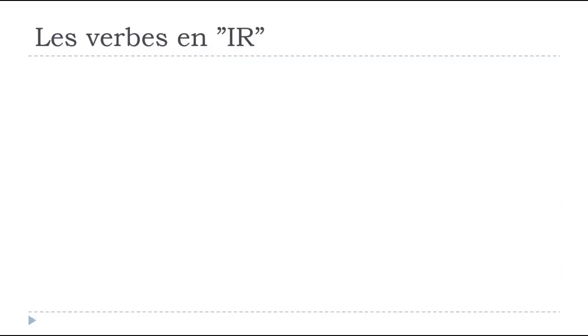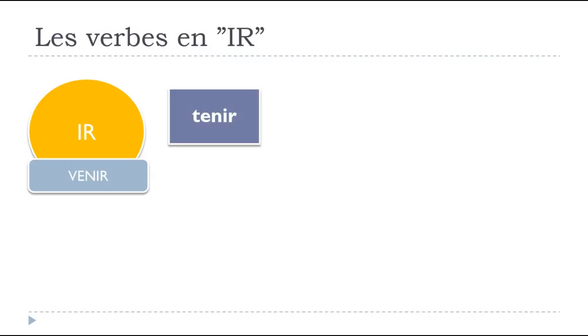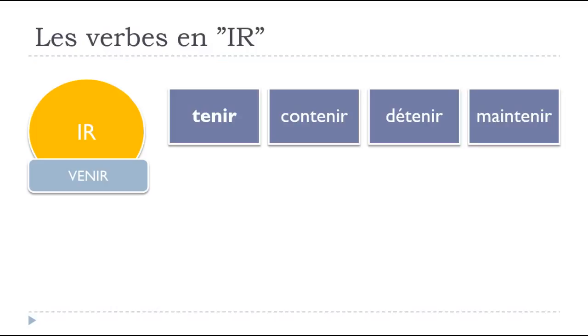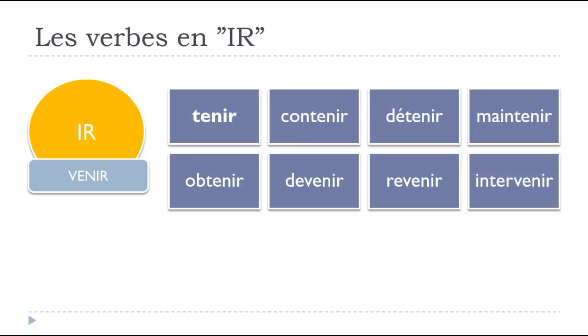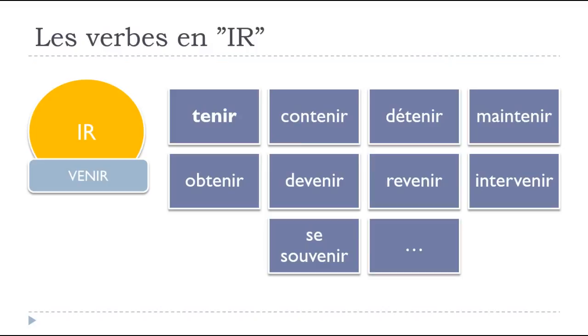And so let's see now the verbs that will actually be conjugated like venir, and we're talking about tenir, contenir, détenir, maintenir, obtenir, devenir, revenir, intervenir, se souvenir, and a few others. Okay, so tenir, contenir, détenir, maintenir, obtenir, devenir, revenir, intervenir, se souvenir.